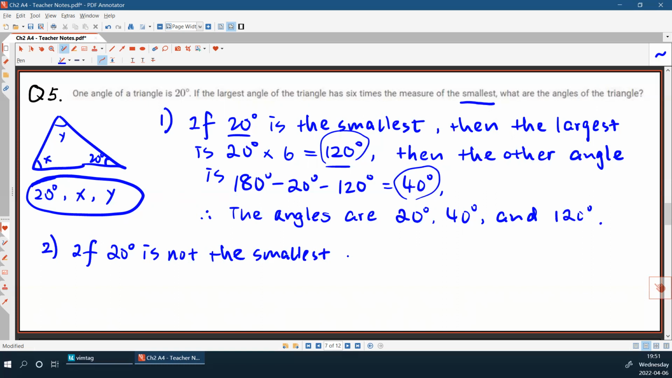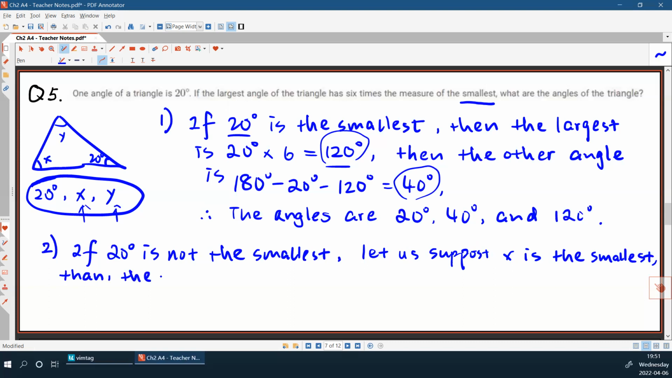You follow me? Okay, if 20 degrees is not the smallest, then either x or y is the smallest, right? Let's suppose x is the smallest, or y, it doesn't matter. Let us suppose x is the smallest. Then what will happen? Then the largest angle here is 6x, right?